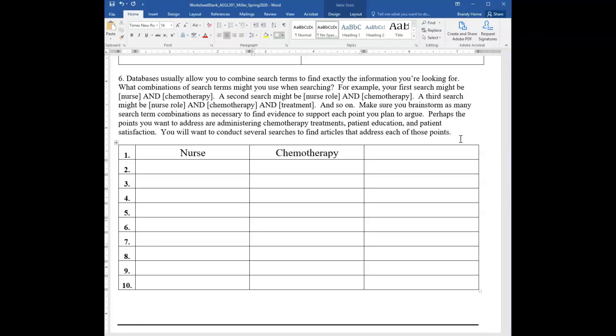If you just do nurse, you might get 5,000 results. If you just do chemotherapy, you might get 2,000 results. But if you combine them together, you might get 1,200 results, right? Because you want articles that contain both of those concepts, right?